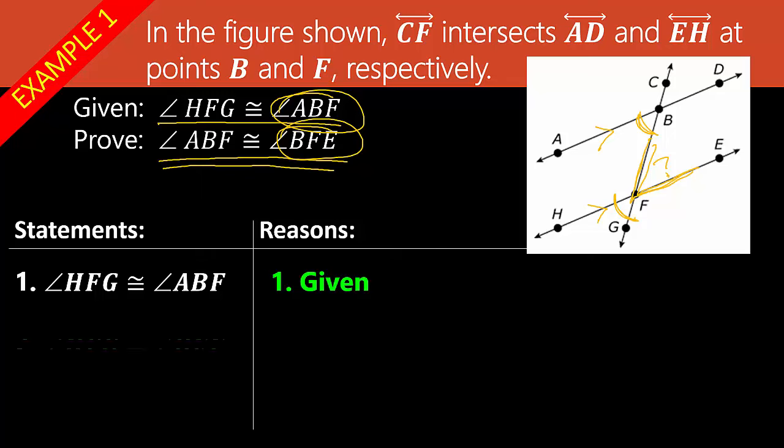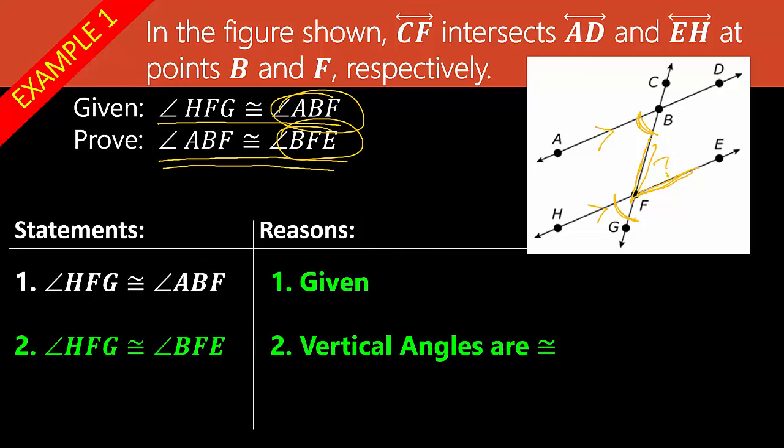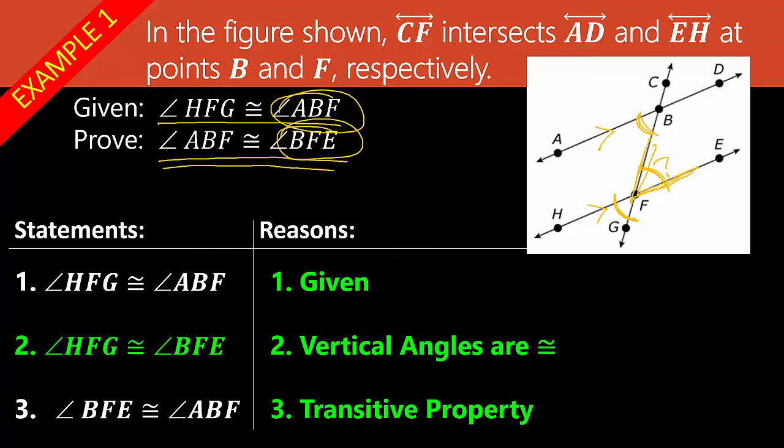So the way that we're going to do that is we're going to say that HFG is congruent to BFE, and hopefully you can remember that that's because vertical angles are congruent. Now that we know that this is congruent to this, we can say that BFE is congruent to ABF, which is basically just this written backwards, but because they're congruent, the order doesn't necessarily matter. And the reason for that is going to be the transitive property. So remember, because we basically said that these two are congruent, these two are congruent, so we have our pair, which leaves us with this and this. So that's the transitive property.